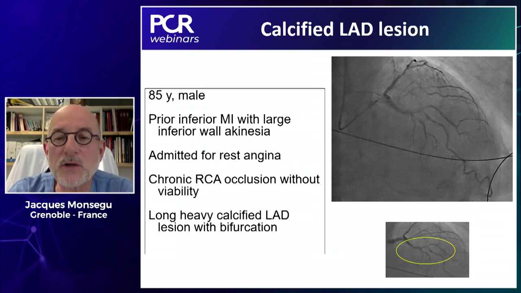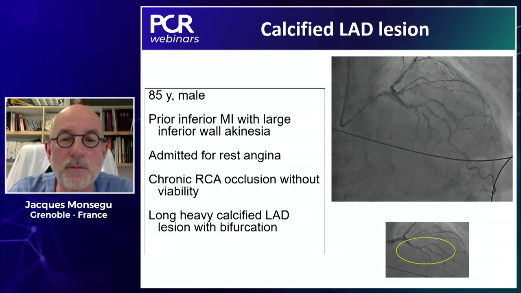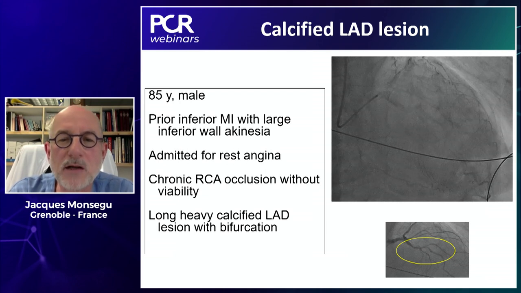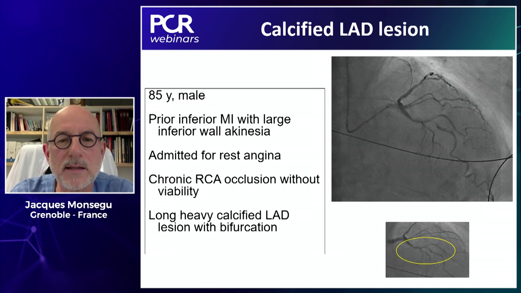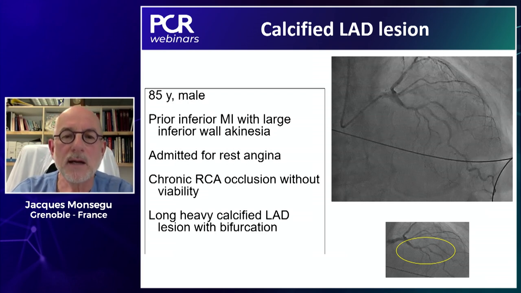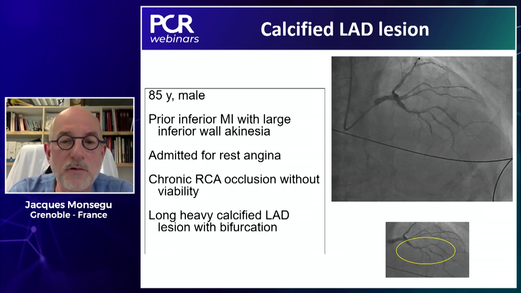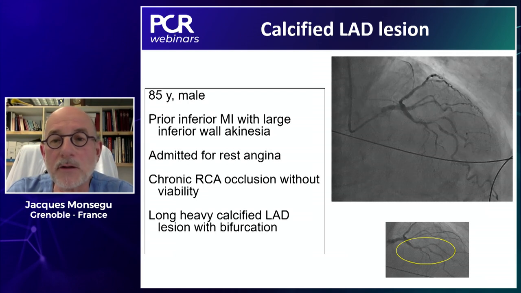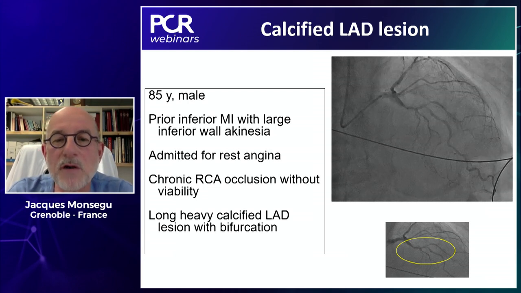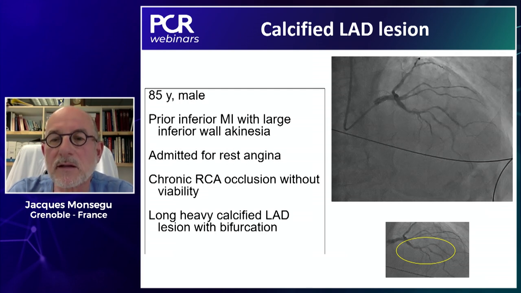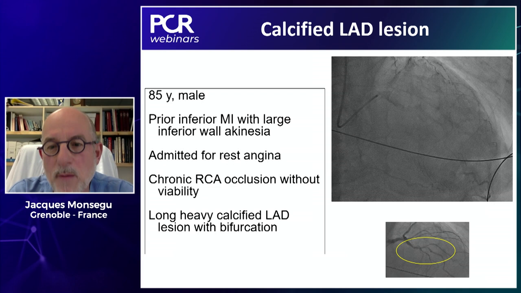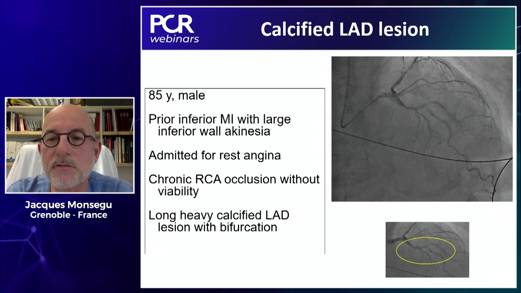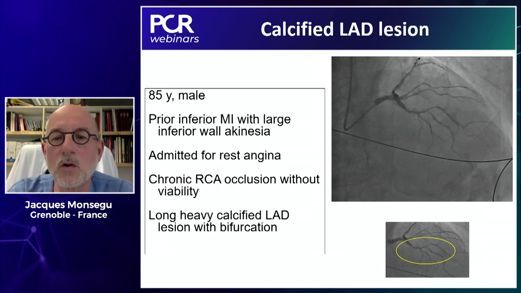So we propose a case today. It's an 85 years old man with a prior inferior myocardial infarction with very large inferior wall akinesia. He was admitted for rest angina. On the angiogram, we have a chronic RCA occlusion without viability, and on the left system, you see a very long, very heavily calcified LAD lesion with a double bifurcation with the septal one and the diagonal branch. It's a very tortuous vessel also.